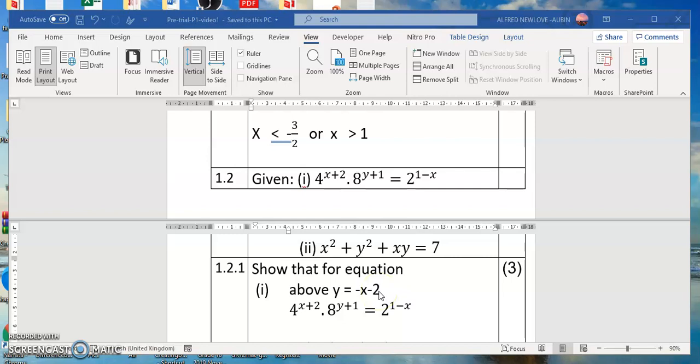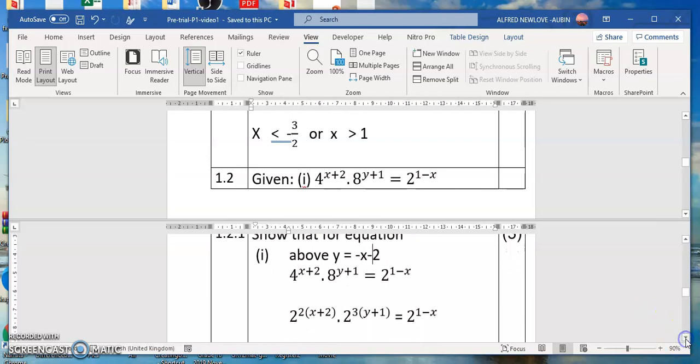What are you supposed to do? This one carries 3 marks. So first you write the equation. That's what I've written. Then, because this one is in base 2, you try to write everything in base 2.